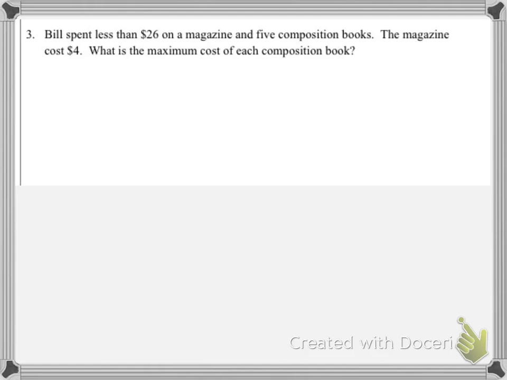So Bill spent less than $26. Okay, less than. I hear an inequality right there. On a magazine and 5 composition books. Okay, so I'm already hearing that I need M for magazine and C for composition books. So 1 magazine plus 5 composition books.